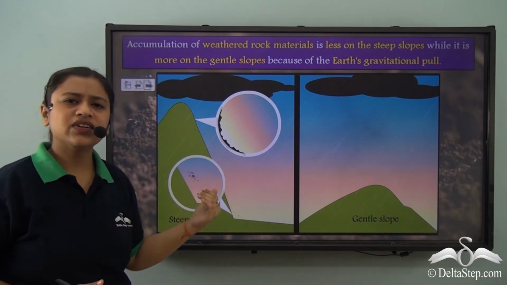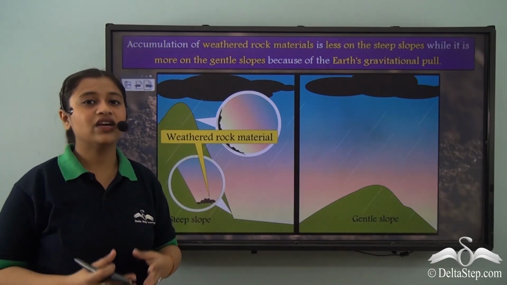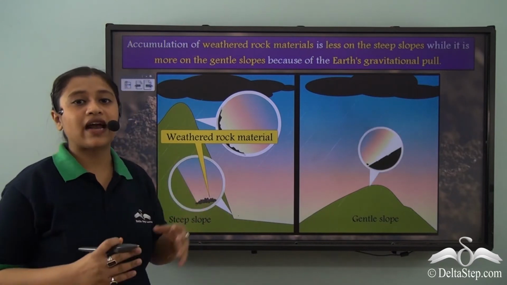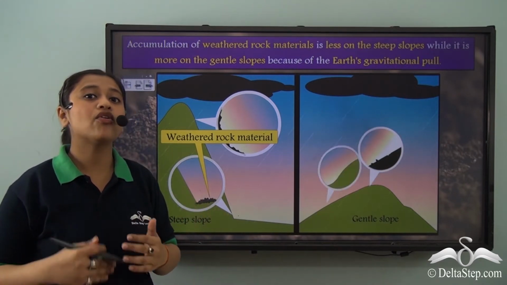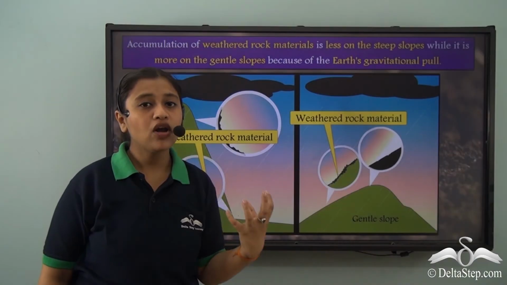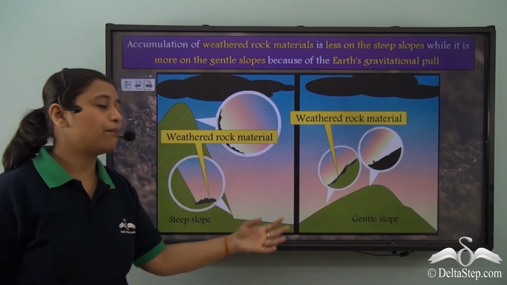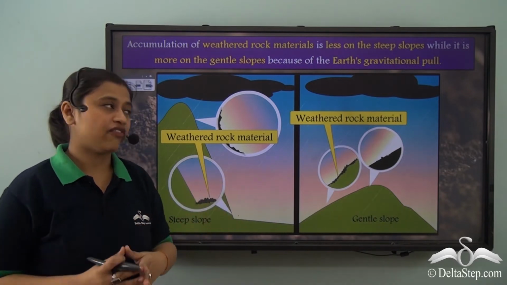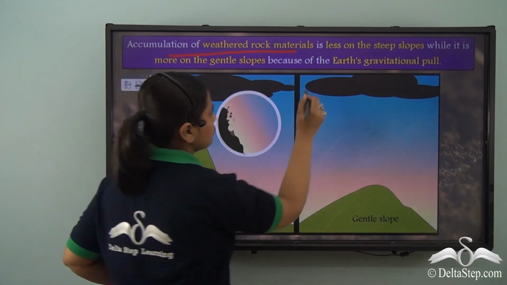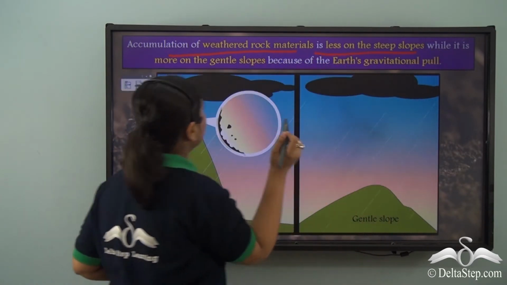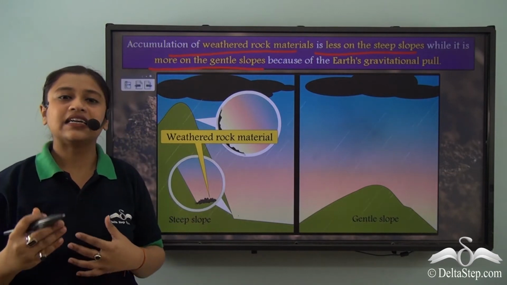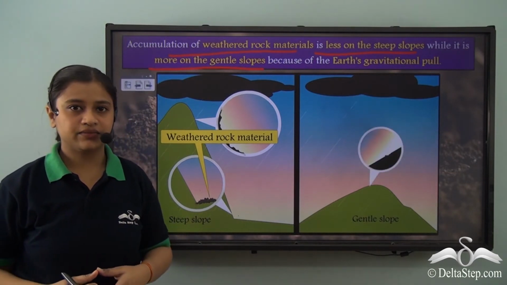Now, why is it different? It is all because of the gravitational pull of the earth. So in a steep slope, the gravity of the earth acts more rapidly, while on a gentle slope, the pull of gravity is less as compared to a steep slope. Therefore, accumulation of weathered rock materials is less on the steep slope, while it is more on the gentle slope because of the gravitational pull of the earth.